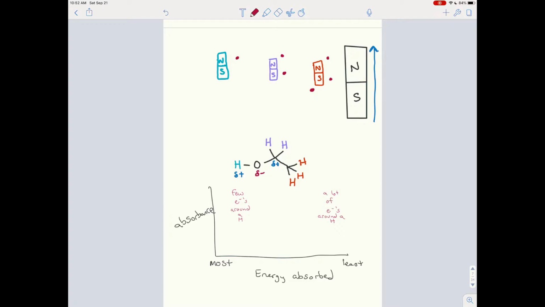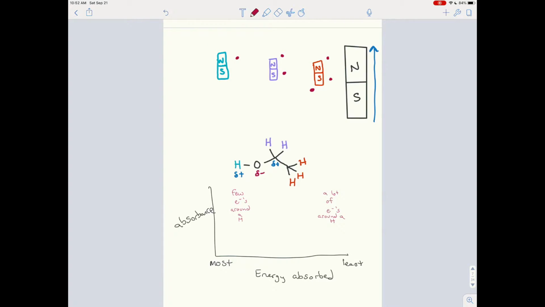So each of these hydrogens is in a different electronic environment. The blue one on the left is in an electronic environment that has a very small amount of electrons. They're all getting pulled to the oxygen. The purple are in an electronic environment that has more electrons, or more electron density. And the orange ones are in an environment that has even more electron density.